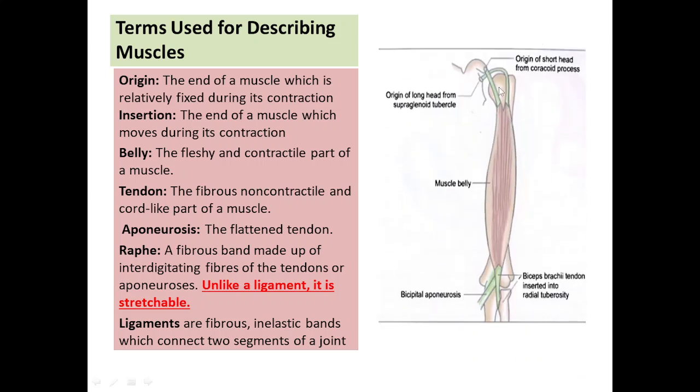You can see this is origin of a muscle, this is insertion of a muscle, this is muscular belly, this is aponeurosis, this is tendon. Tendon is non-contractile part, and aponeurosis the flattened tendon.